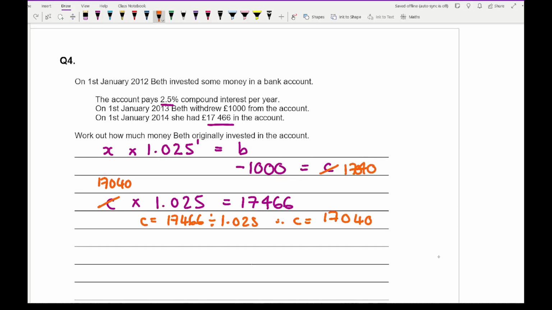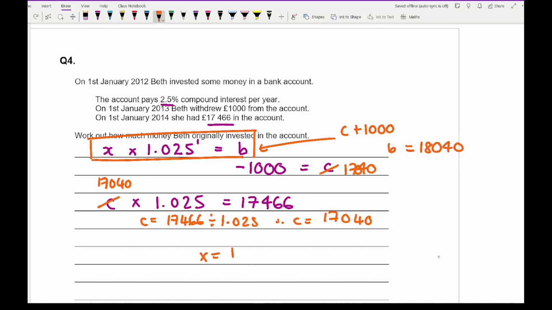So then to work out B, all I then need to do is C plus 1000. So that's going to be 18040, and that's what B equals. And then from that, I can then work out what X is. So here X equals 18040 divided by 1.025. And so X is going to equal £17,600, and there is my final answer.